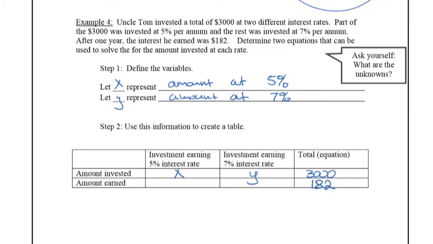I guess the tricky bit here was the amount earned is going to be the amount of money you invested at X and the amount of money you invested at Y, but I have to multiply it by the interest rate. So in this case, 5% as a decimal is 0.05, and 7% as a decimal is 0.07.